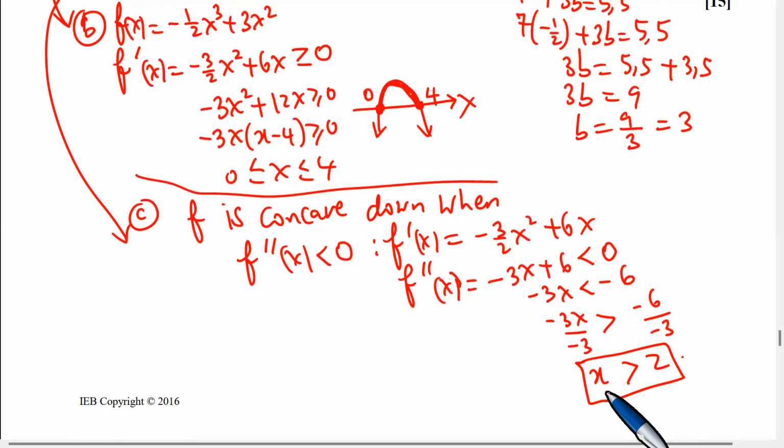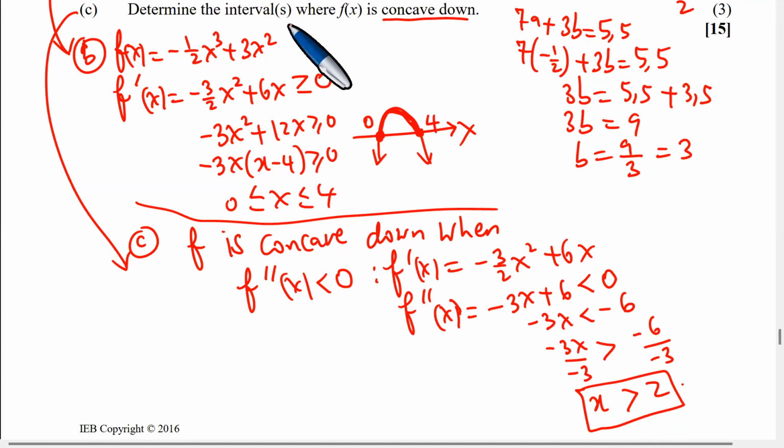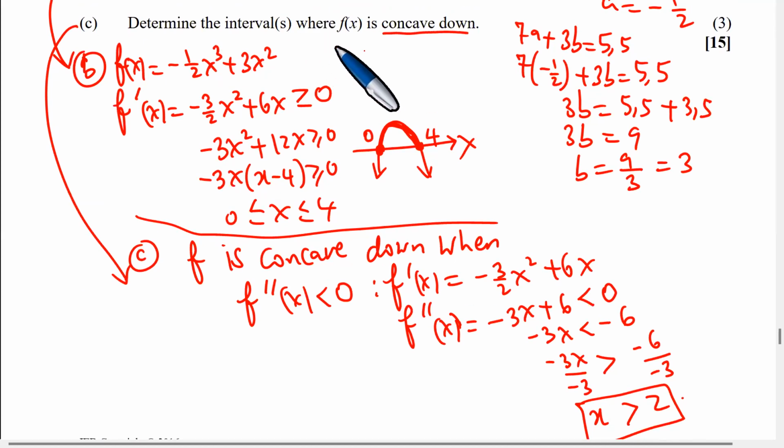And the question was here, determine the intervals where f of x is concave down. Concave down when x is greater than 2. That is the answer. That is the solution. Concave down when x is bigger than 2.